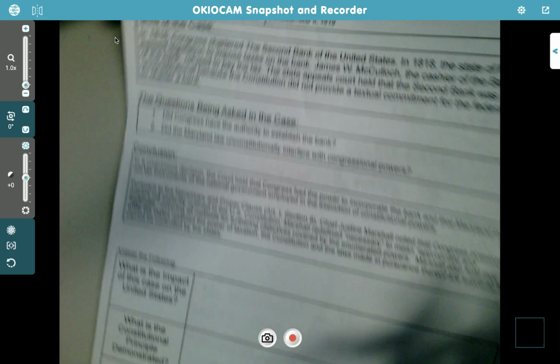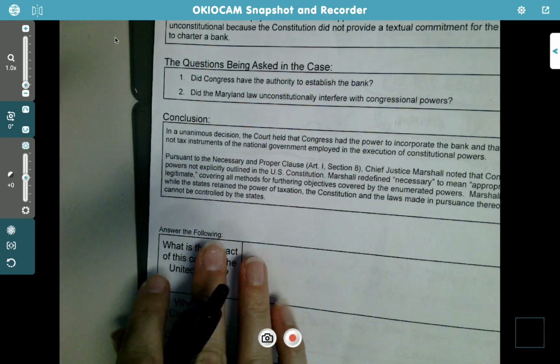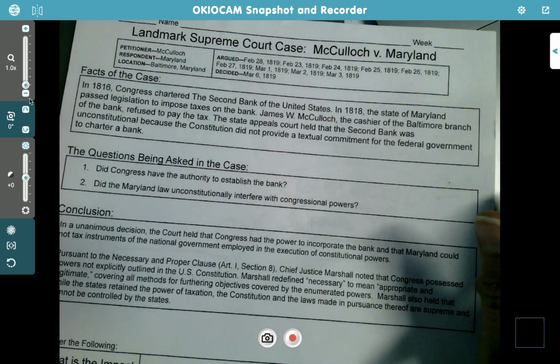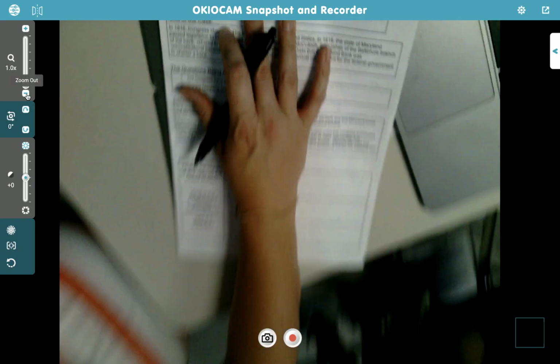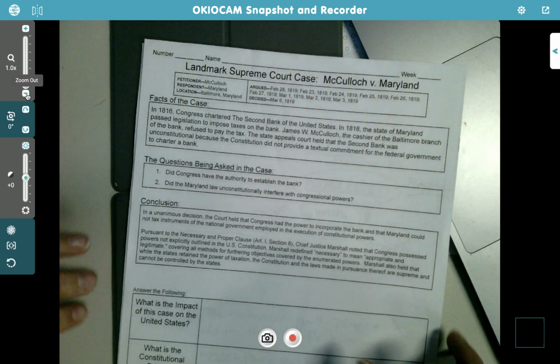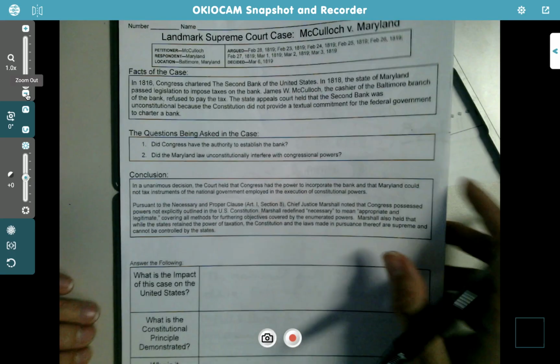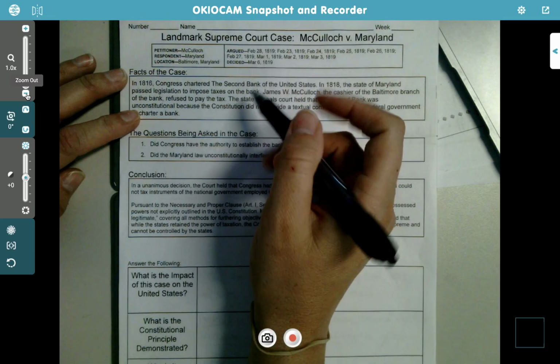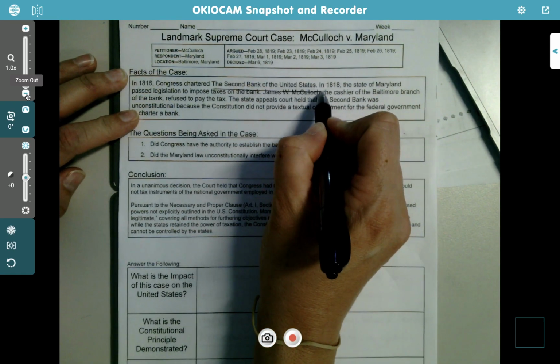Our petitioner is McCulloch. Our respondent is the state of Maryland. So this is a huge case for the Supreme Court for 3 major reasons, and we're going to discuss it. In 1816, the Congress chartered the Second Bank of the United States.